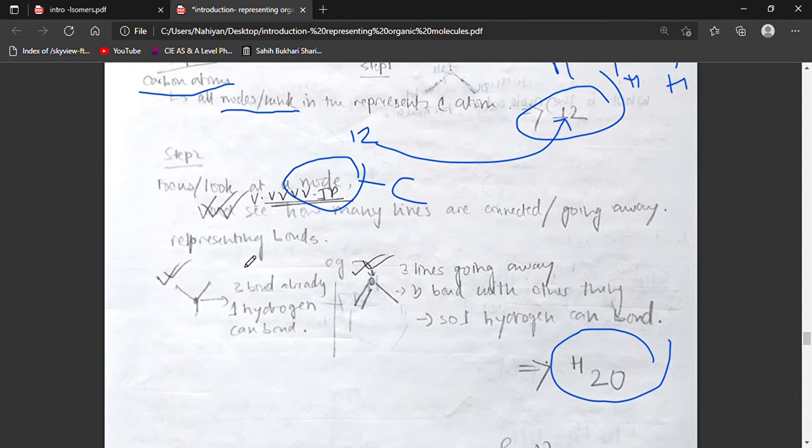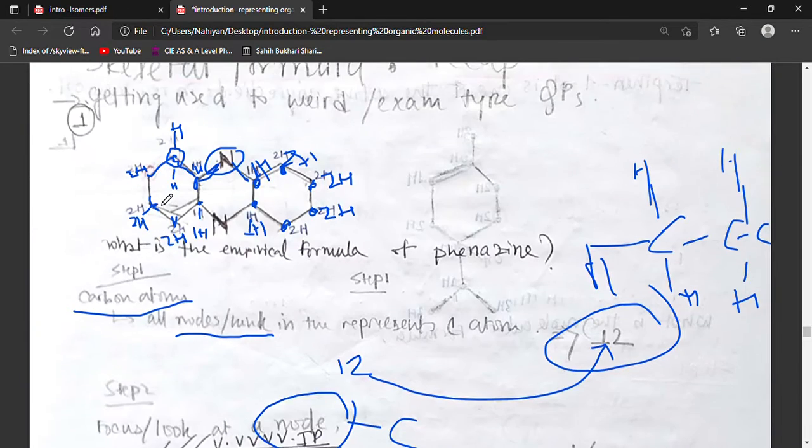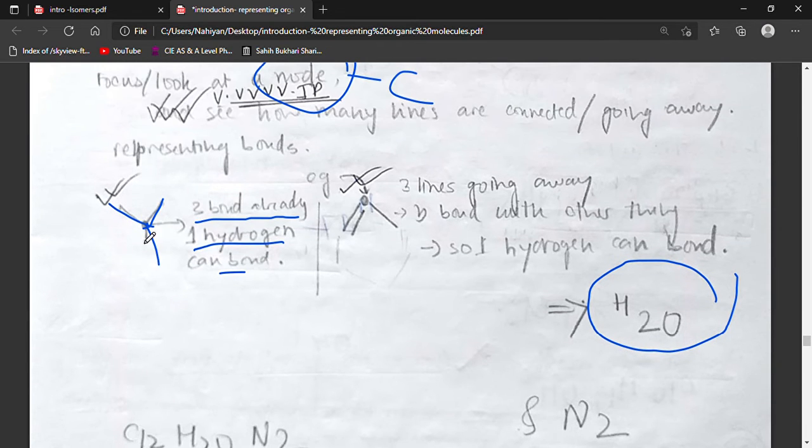What I was focusing on is that, say this is a carbon atom and it has three lines going away or connected to it, meaning it has three single covalent bonds and it can form one more bond. If it's already bonded to three atoms, then one hydrogen can bond. You will just focus on each corner and see what other atoms it is bonded to. It is already bonded to three atoms, so it can have one more bond.